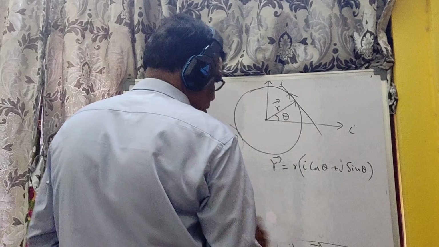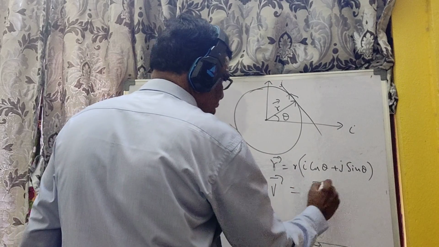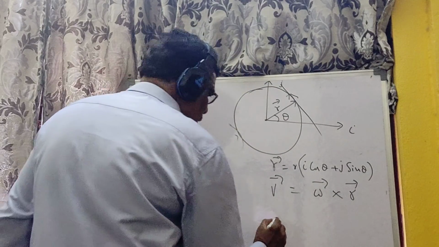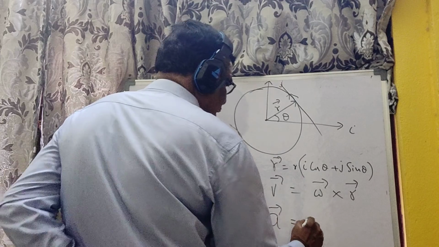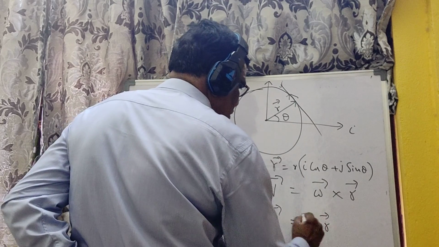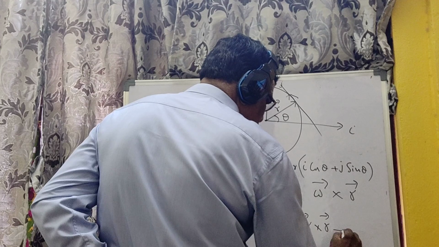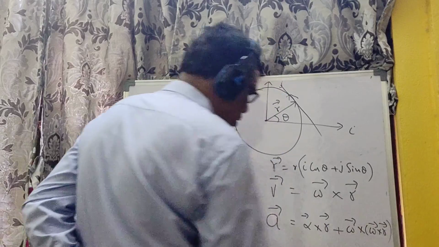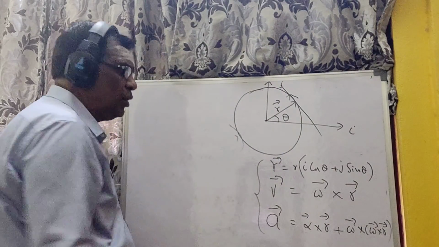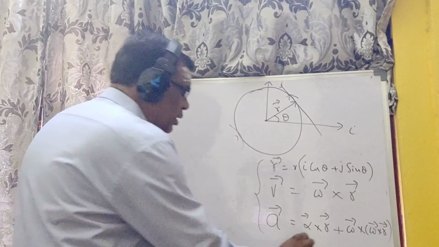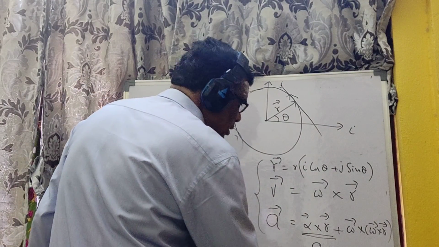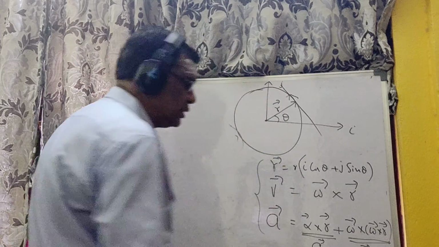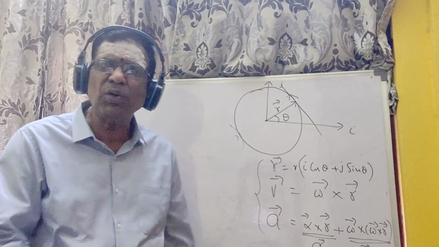Then v bar, you have written it as omega cross r, alright? Then a bar, you can write it as alpha cross r plus omega cross v. In all vector notation, this is how you can understand. This is your tangential acceleration. This is your radial acceleration. This is the essence of what I did.